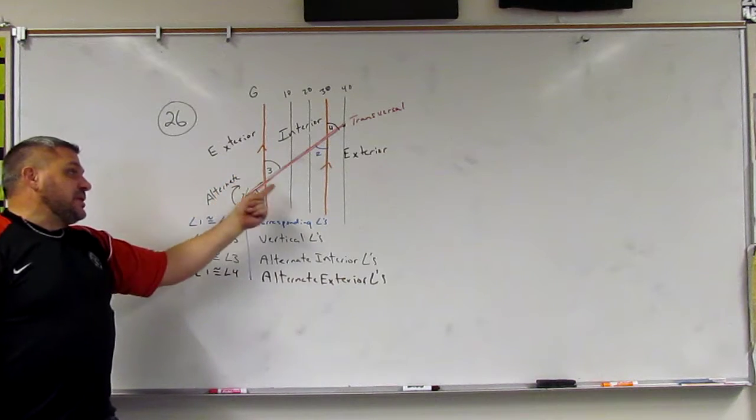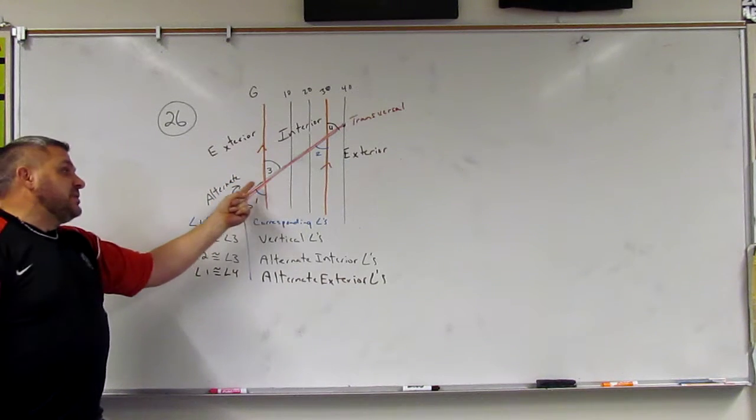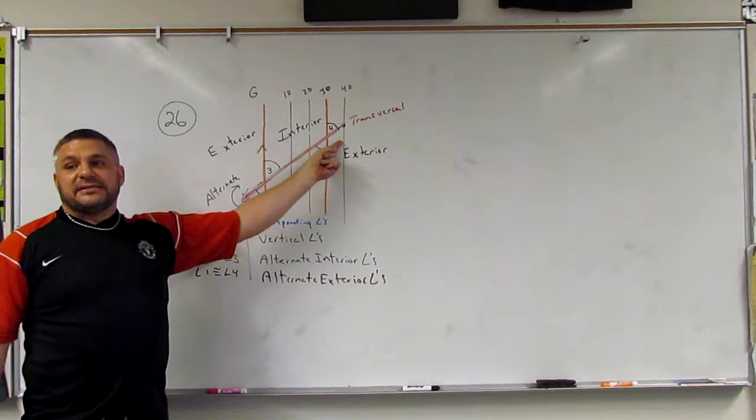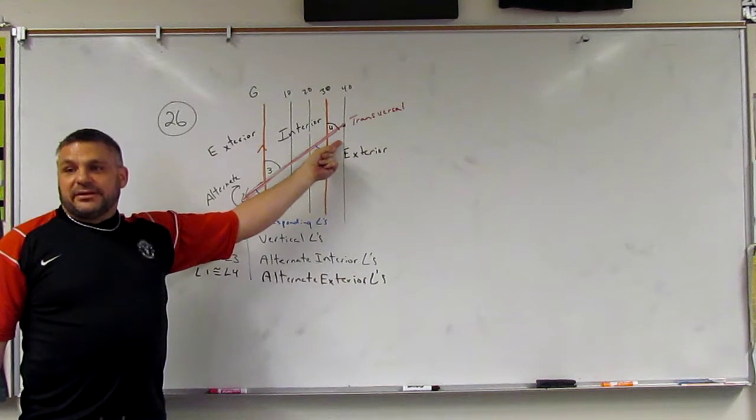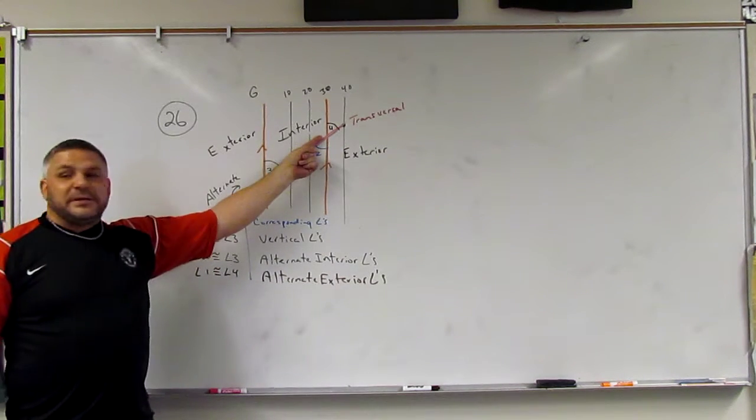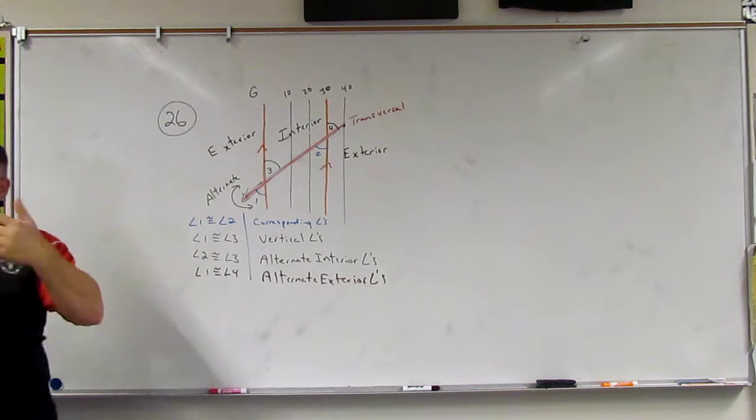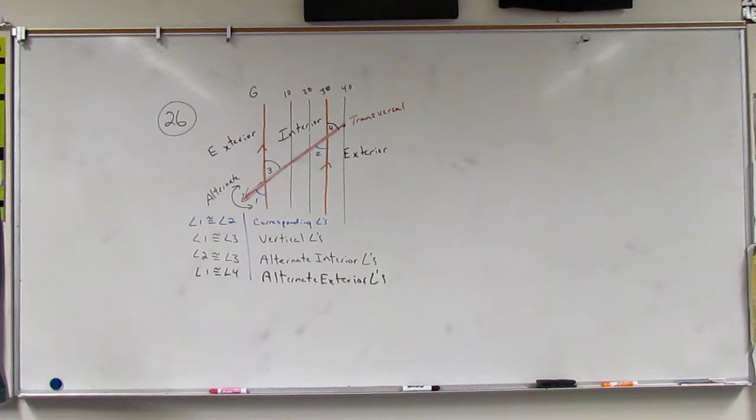We could say that this was congruent to this because of vertical. We could say that this is congruent to this because they're alternate exterior. We could say that this is congruent to this because it's alternate interior. You see what I'm saying? Does that make sense? All right.